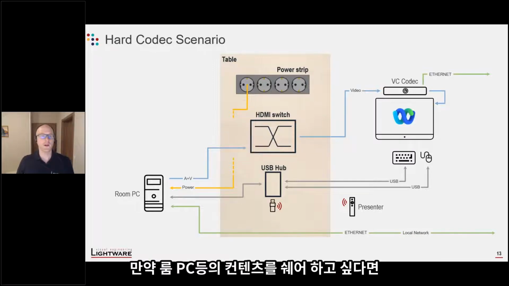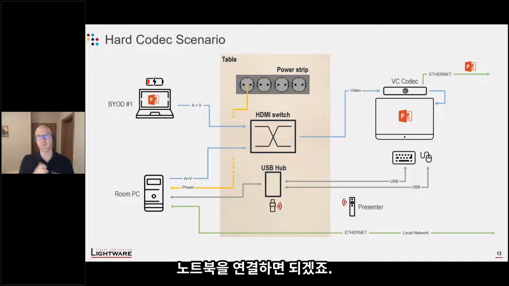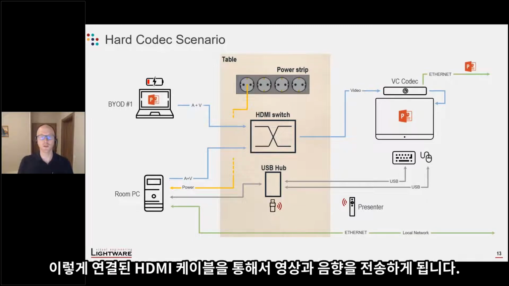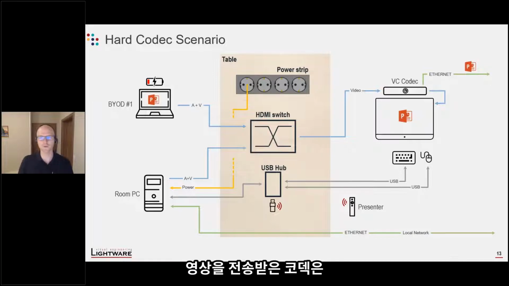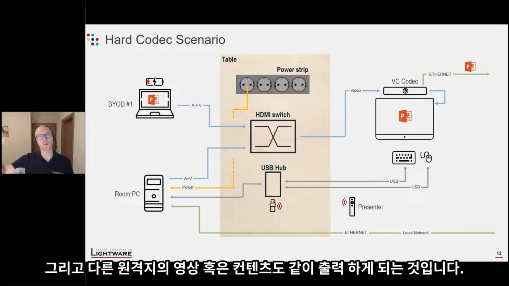If you want to share a presentation, maybe from a room PC, or maybe you bring in your own laptop, you can do so by connecting that laptop to the HDMI switcher using an HDMI cable, and then you can send video and audio into the HDMI switch. With the HDMI switch you can tell whether you want to send the laptop's or the room PC's signal to the codec, and the codec will display it on the in-room display, and it's also going to share that content with the other participants of the video call.